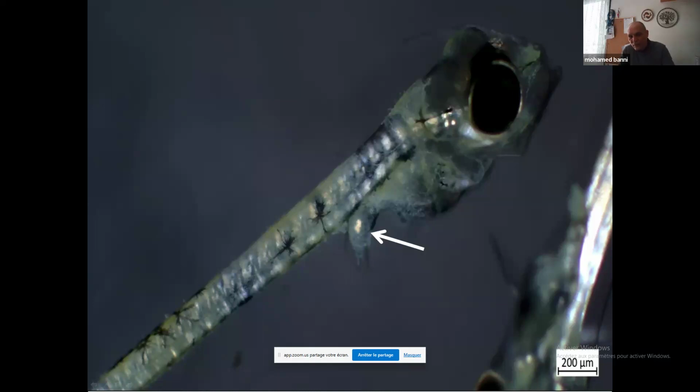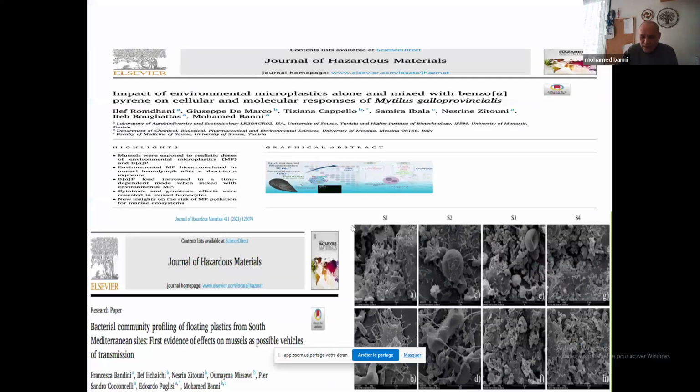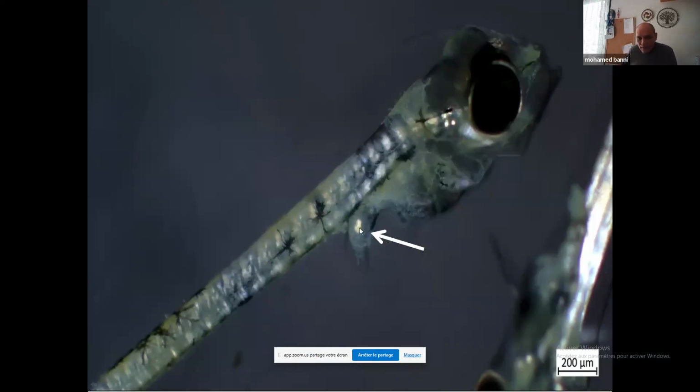So the first life stage is these ones. These are larvae of 6 days post hatching. And as you can see here, you have this microplastic inside. Microplastic that will condition the future of these larvae, because if this microplastic blocks the anal orifice here, this will lead to the death of the animal. Otherwise, they will escape.